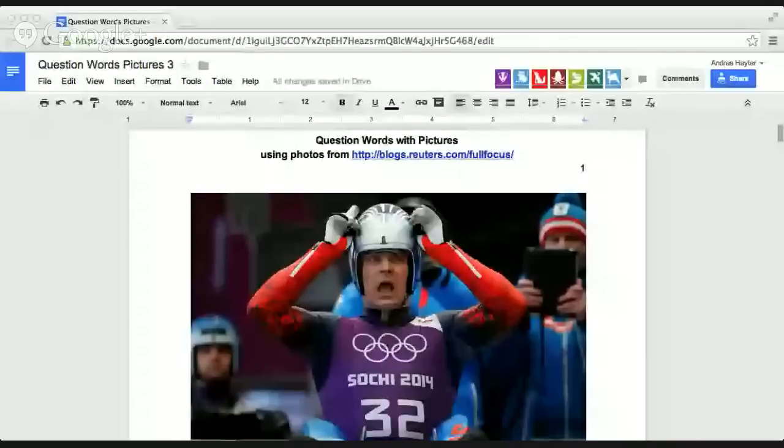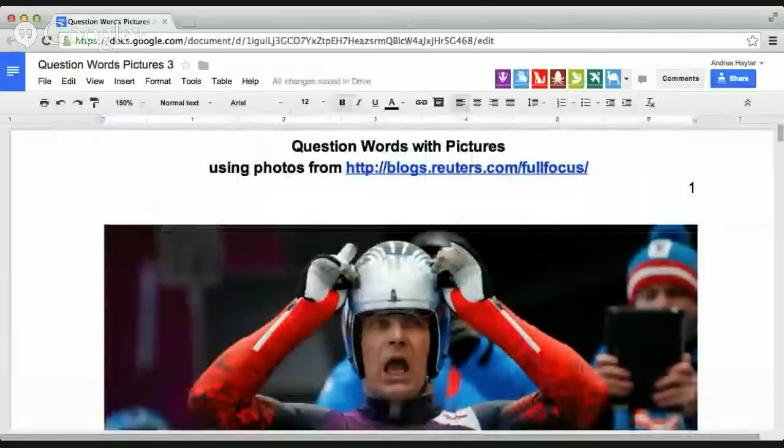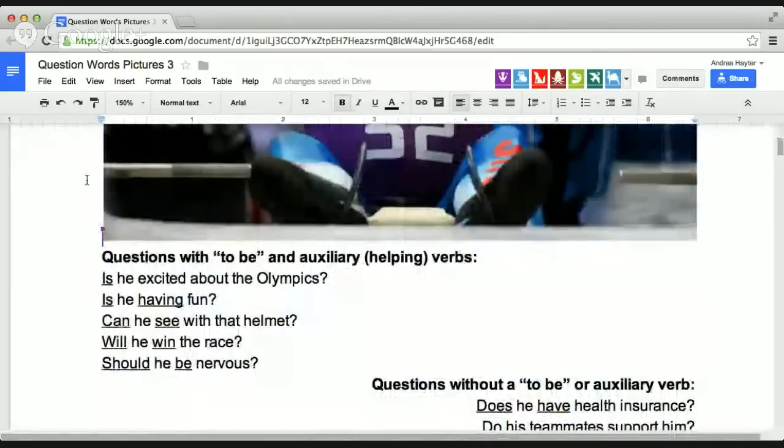I think, Victor, you did the last class with me, so the example one's the same picture. But it's good to review. We have a guy from the Olympics in our first picture. So let's make this a little bigger. So, basic question asking format. We'll look at ways to start questions.